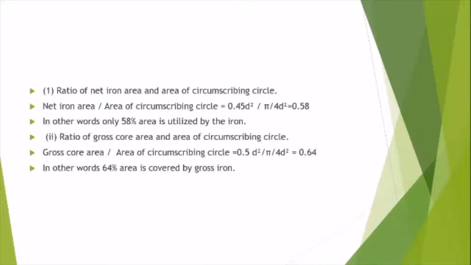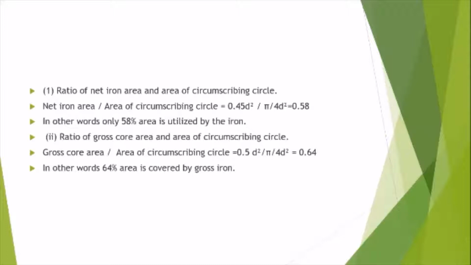First, the ratio of net iron area and area of circumscribing circle. Net iron area upon area of circumscribing circle, that is 0.45 d square by pi by 4 d square, is equal to 0.58. In other words, only 58% area is utilized by the iron.